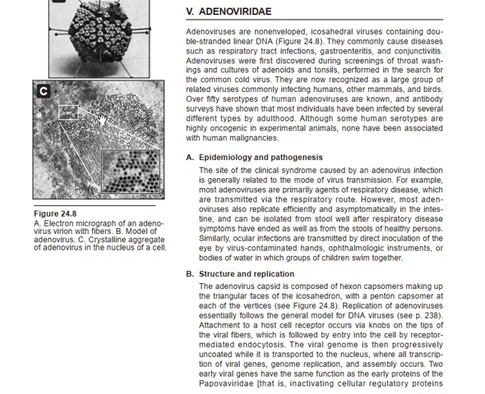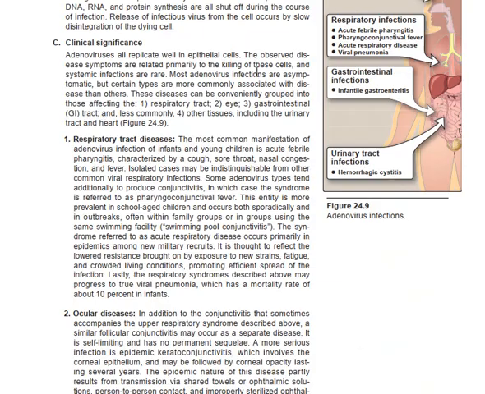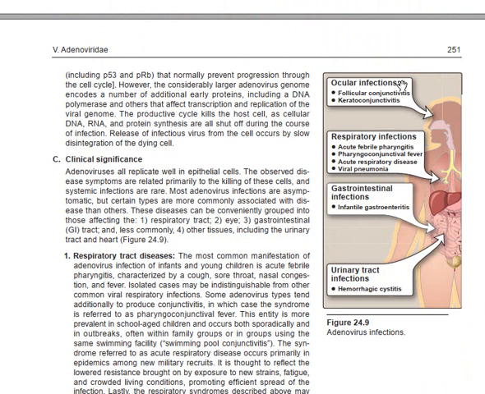be icosahedral in symmetry. Now, you need to know that you have multiple infections caused by adenovirus, which belongs to the family Adenoviridae. You can have ocular infection. For ocular infection, it can occur in cases of follicular conjunctivitis. You can have follicular conjunctivitis with adenovirus. You can have keratoconjunctivitis with adenovirus.